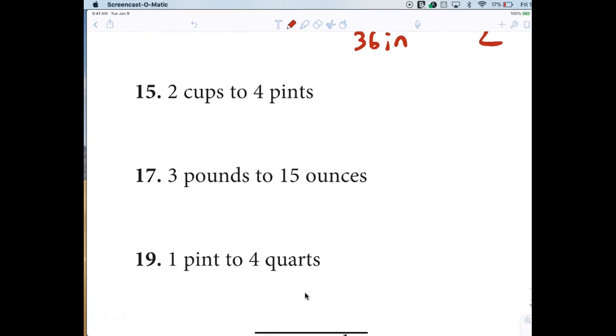Who can tell her? Cups and pints. 2 what? 2 cups and a pint. So if I have 4 pints, I have? That's right. Wait a minute. 4 pints is how many cups?